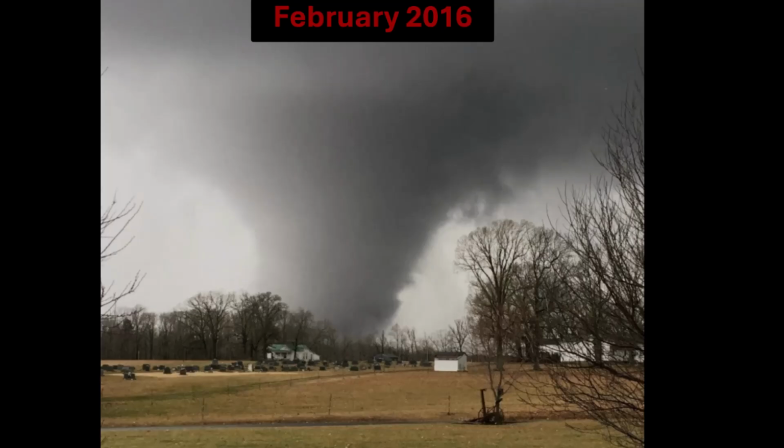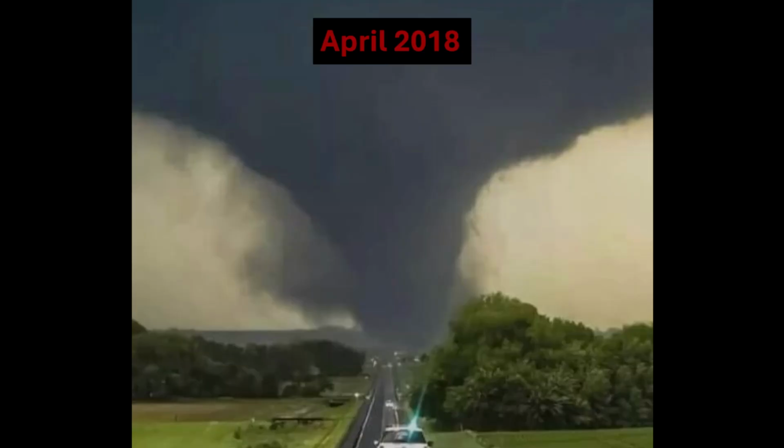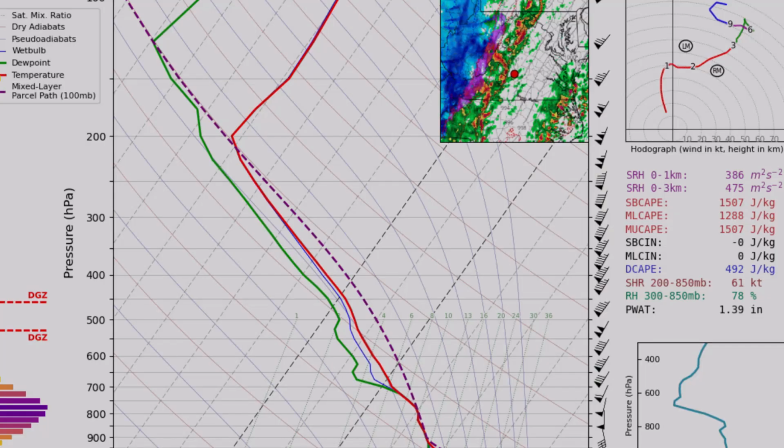Two notable tornadoes, one in February of 2016 in Appomattox County, and then also in April of 2018 in Amherst County, both of which were EF3 tornadoes with wind speeds of 150 miles per hour. But what causes these tornadoes to form in the first place?